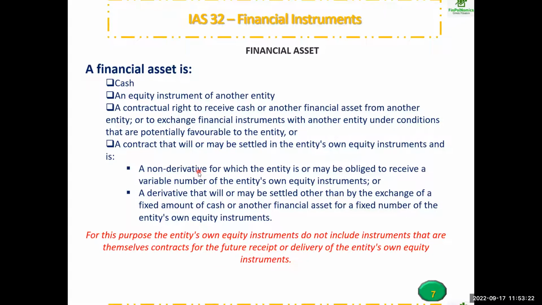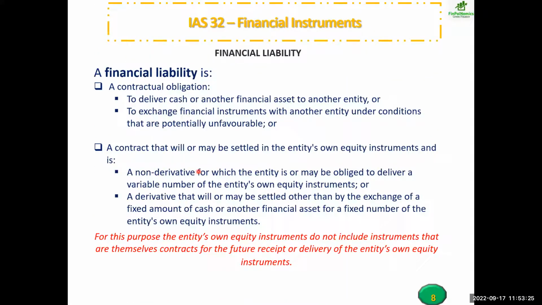Now, financial liability. The financial liability also comes from a tool that creates a contractual obligation. And this obligation will either be to deliver cash or another financial asset to another entity, or to exchange financial instruments with another entity under conditions that are potentially unfavorable. Now, later on, I will explain the words potentially favorable, potentially unfavorable. Okay, and that speaks to the aspect of debt security you issued and your trade payables, as I've explained earlier.